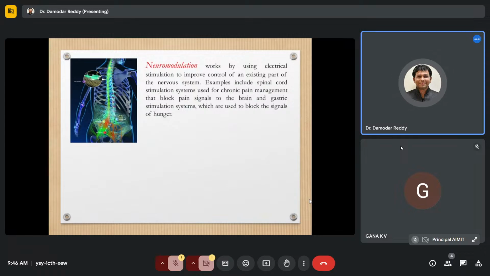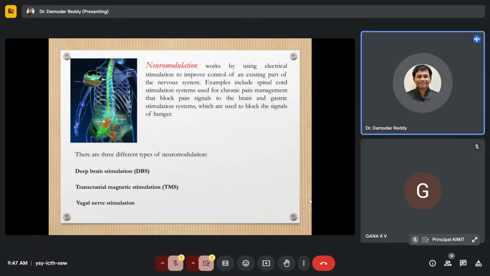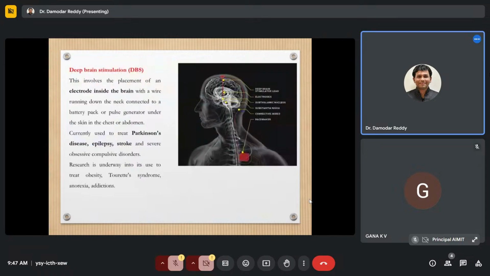And similarly, other types of applications, when we refer to neuromodulation techniques, where we have a stimulation system to deal with problems like blocking the pain signals and blocking the hunger signals, particularly for surgery times and other types of applications. There are three types of neuromodulation. We have deep brain stimulation, transcranial magnetic stimulation, and vagal nerve stimulation.